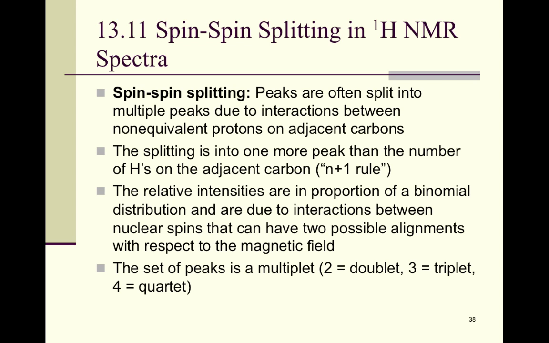Relative intensities are proportional to a binomial distribution and are due to interactions between nuclear spins that can have 2 possible alignments with respect to the magnetic field. The set of peaks is called a multiplet. So if you have 2 peaks, we call it a doublet. If there's 3 peaks, we call it a triplet. 4 is a quartet, and so on.